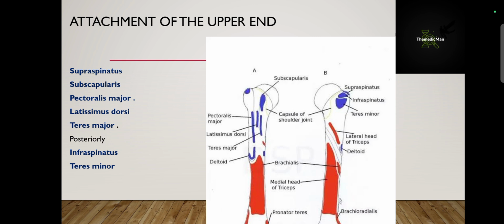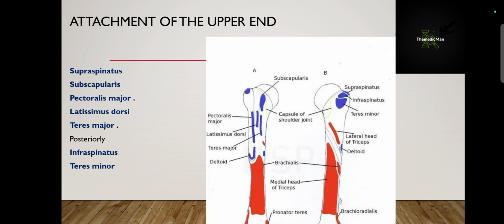It gets inserted into the uppermost impression of the greater tubercle. Then there is subscapularis. Subscapularis originates from the subscapular fossa of the scapula, and it gets inserted into the lesser tubercle. Greater tubercle: supraspinatus. Lesser tubercle: subscapularis.